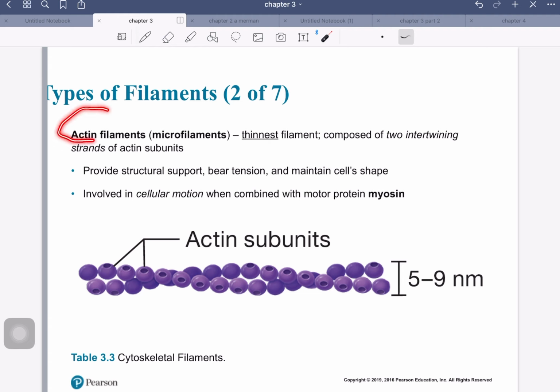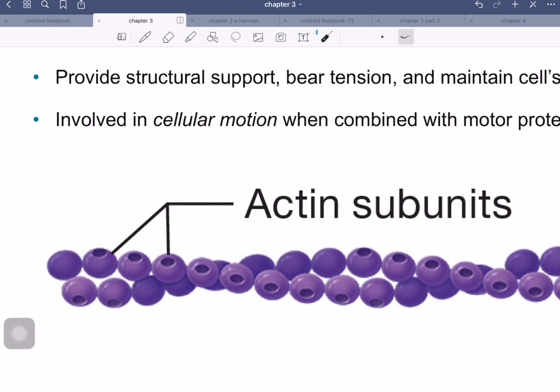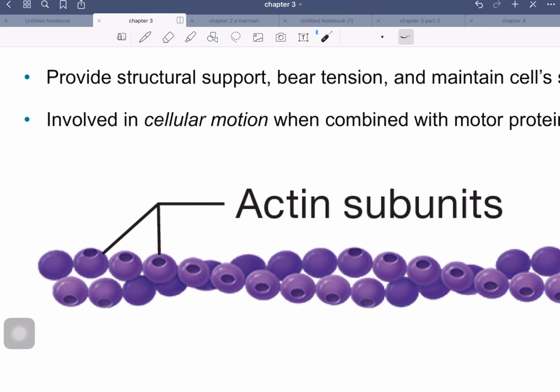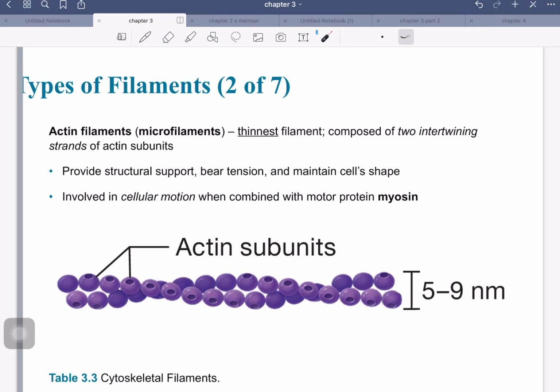So actin filaments, they're a microfilament. They're the thinnest. And they're actually composed of two strands of actin subunits. So let's just zoom in here. Each one of these is an actin subunit. Right? And then you notice that there's a sort of a string of these subunits that are put together. And then I have another string of actin subunits put together, and they intertwine with each other. So, as I said, these are all individual actin subunits.